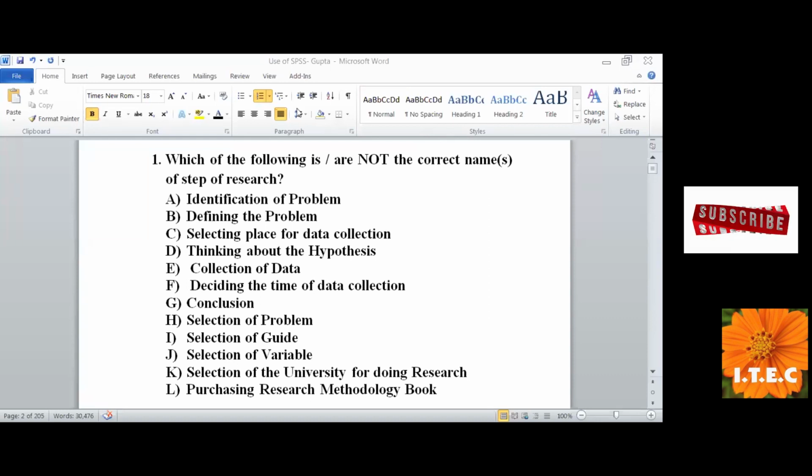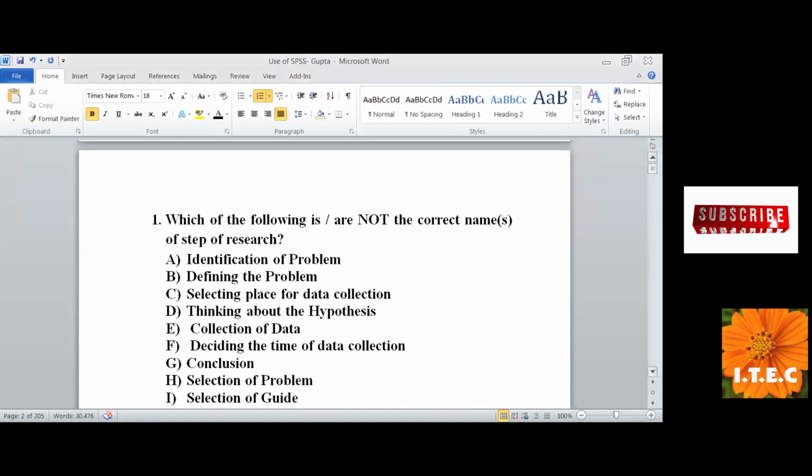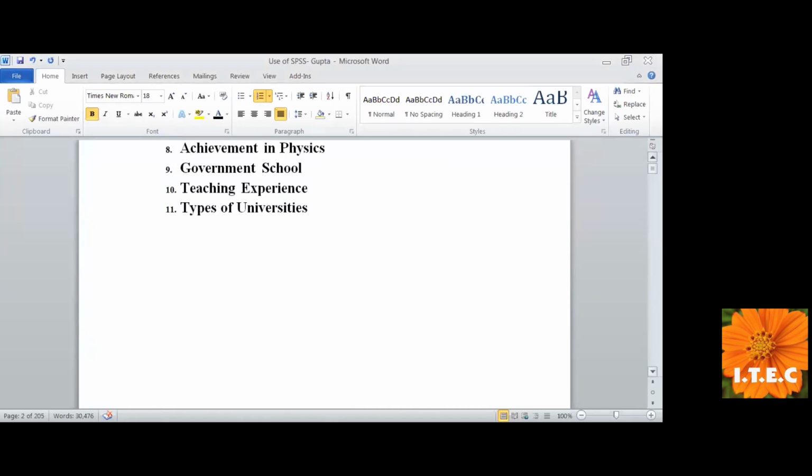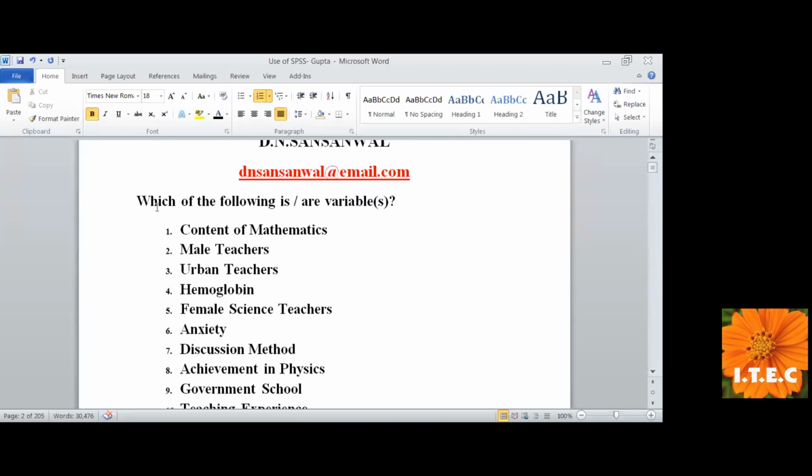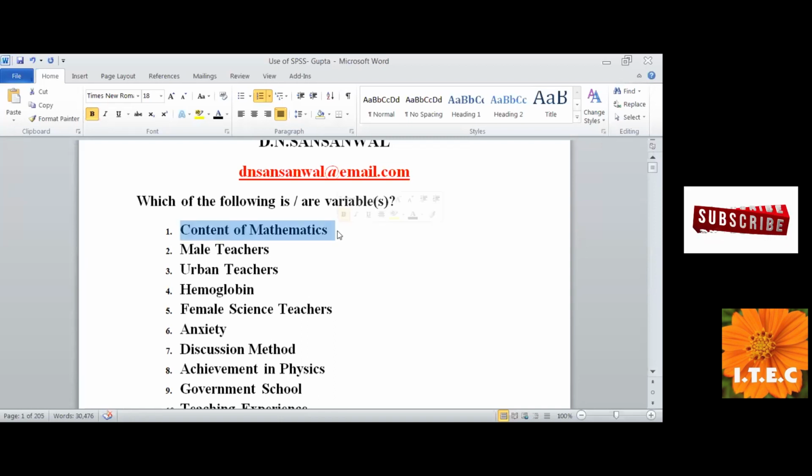All right. So let me give you the answer to the first question first. Which of the following is a variable or variables? Content of mathematics is a variable, because if you take the syllabus of any class, you will find that there are different topics, and in each topic, you have a large amount of different information. So it is a variable.